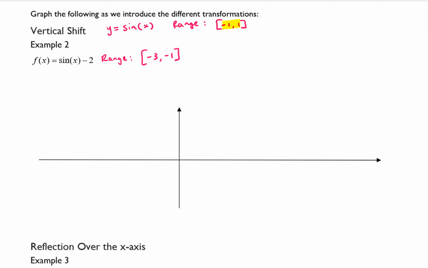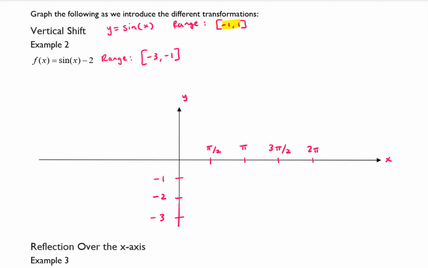So everything is basically being shifted down a total of 2 units. So here is -1, here is -3, and it's not moving horizontally at all. It's only being shifted downwards. So I'm going to go ahead and fill in my x-axis values. All right, so I filled in some of my values on the x-axis. Here I'm going to fill in -2 as well.